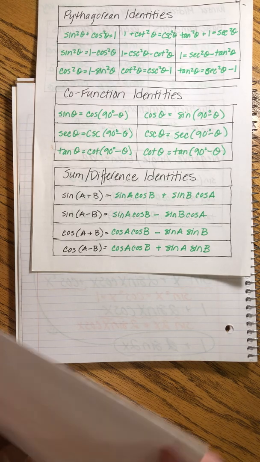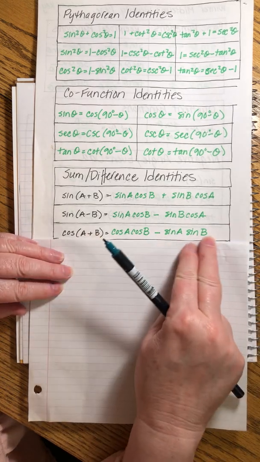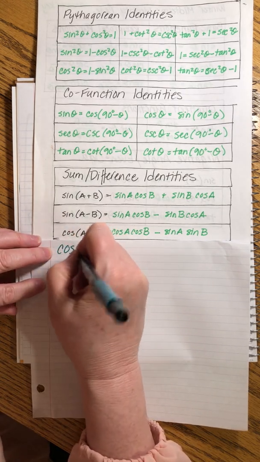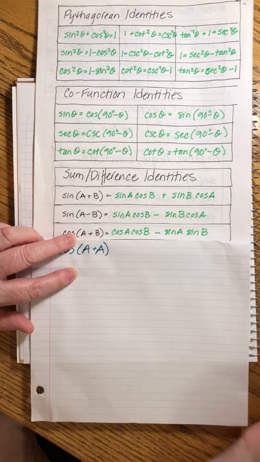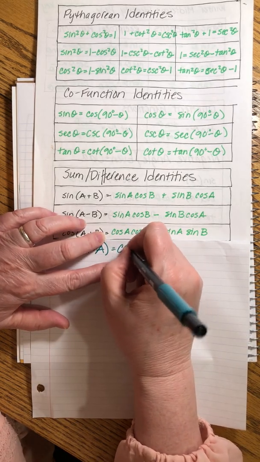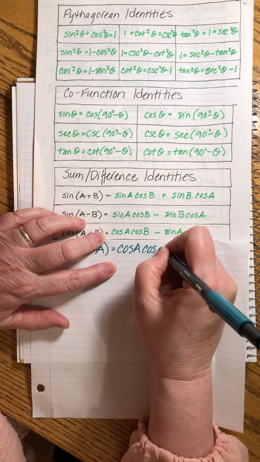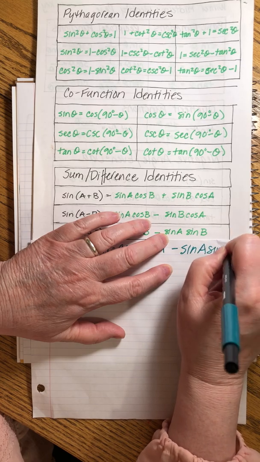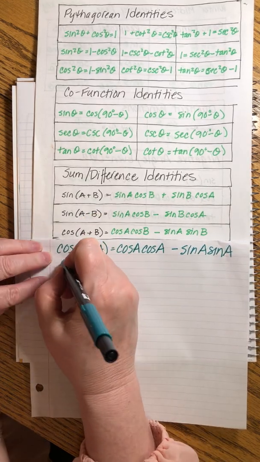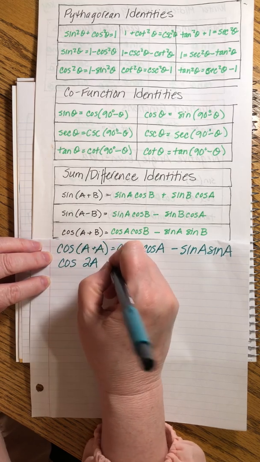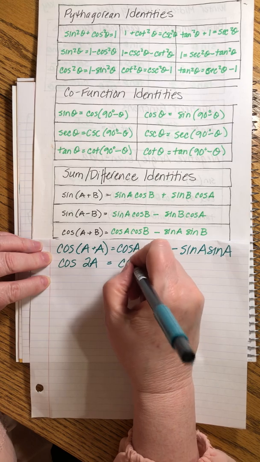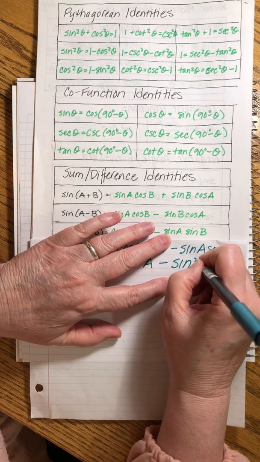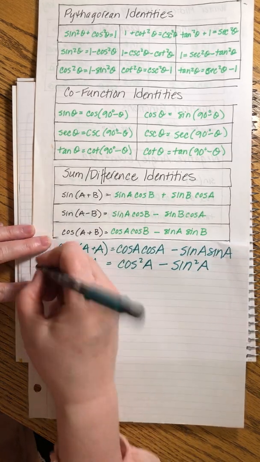All right, I'm folding that sine business away so we don't have to look at it. There's the cosine sum identity. So that's what we're going to use, and we're going to change it to a plus a. So that'll be cosine a times cosine a minus sine a times sine a. And that means that the cosine of 2a equals cosine squared a minus sine squared a. Okay, there's our first form.